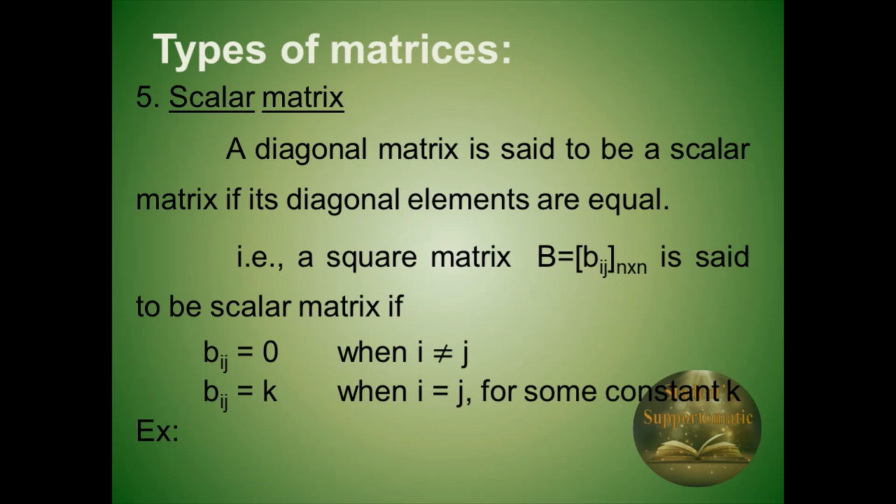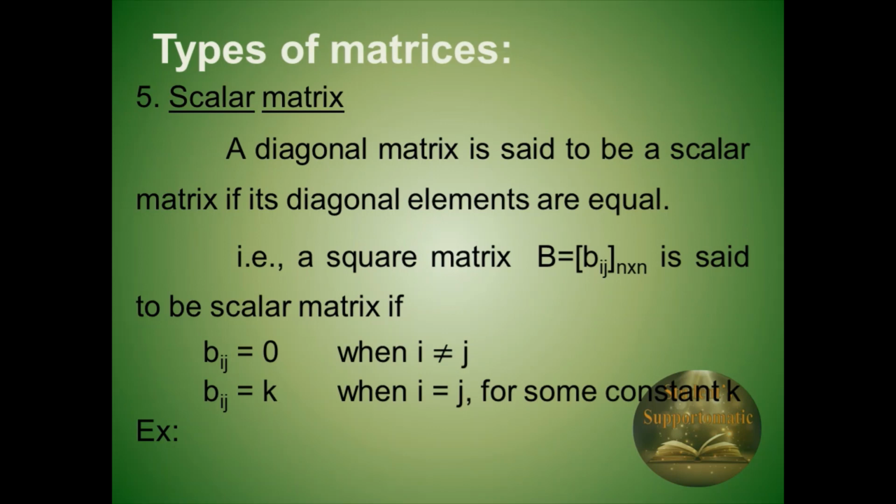That is, a square matrix B equal to [bij] n by n is said to be a scalar matrix if bij is equal to 0 when i is not equal to j. That is the places of a12, a13, a21, a23, a31, a32. And when i and j are equal, that is the positions 11, 22, 33, the element is some constant value k. That type of matrix is called a scalar matrix.